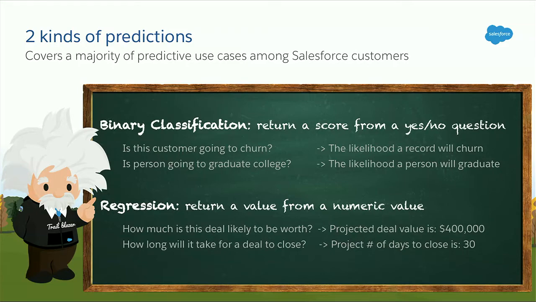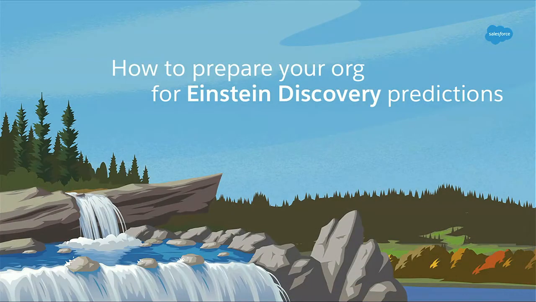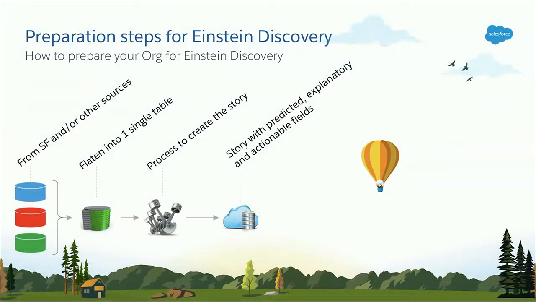So with Einstein Discovery, to prepare what you want to predict, the first thing is you get data. You get data from Salesforce or from anywhere else. You put everything in Einstein Analytics. In winter, both products will be merged together. So you put them in Einstein Analytics. You process them the way you want to have a single data set, a single table with all your data flattened in that.